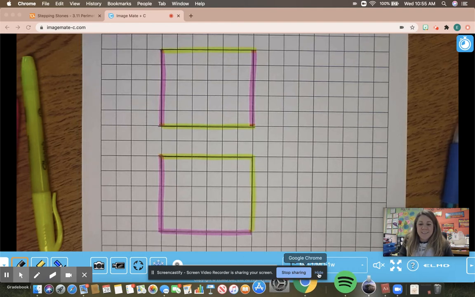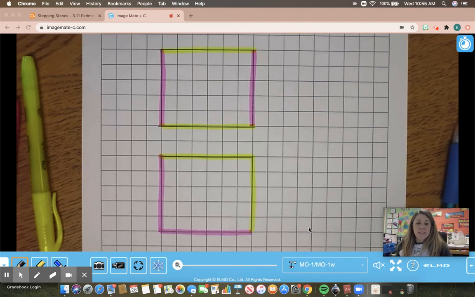Hi, boys and girls. This is 3.11. We are going to still be talking about perimeter. We're just going to look at another way of calculating it.